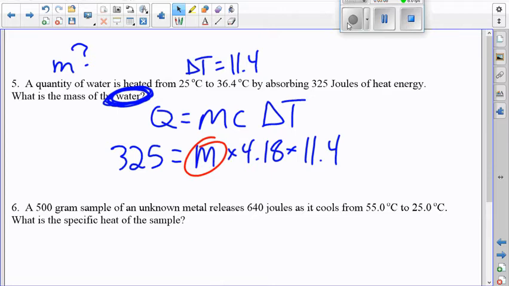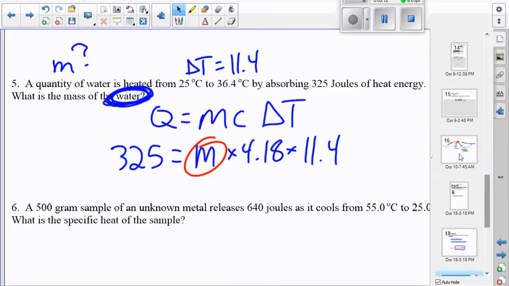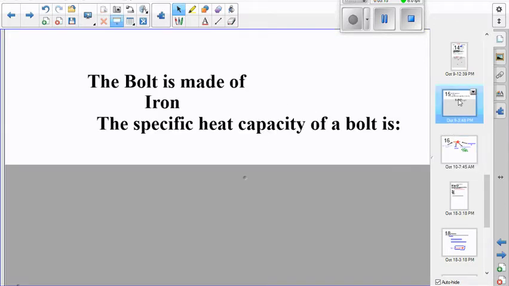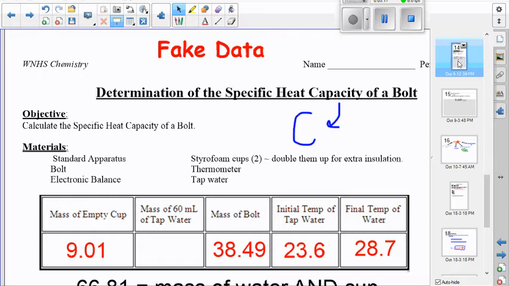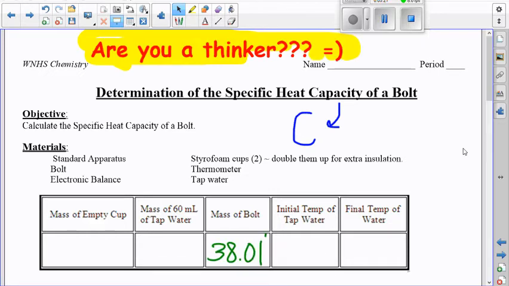Let's go ahead and talk about our lab today. We got a thinker today. Usually I'll give people this lab, and they'll be like, wait, what do I do with this lab? And I'll just be like, yes. I'll just make them figure it out. But it's a determination of the specific heat capacity of a bolt.